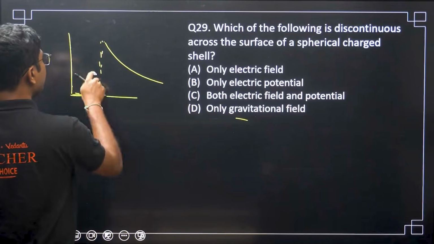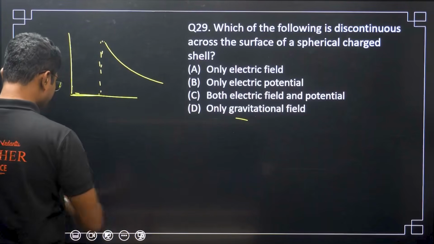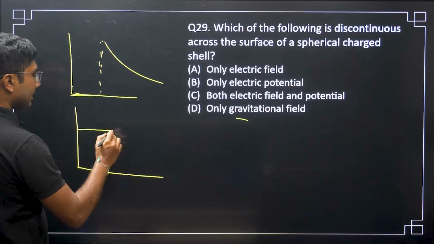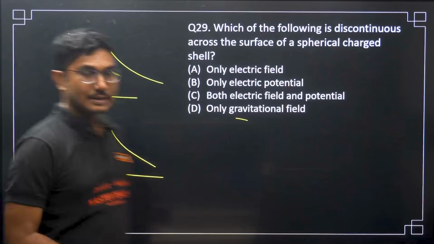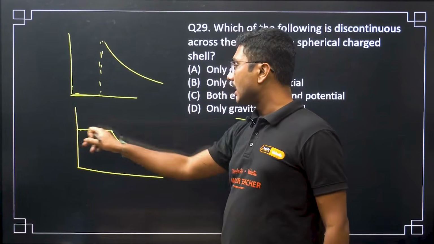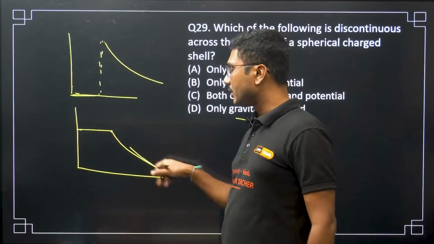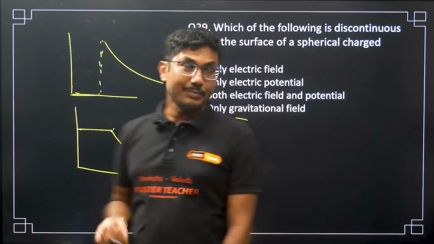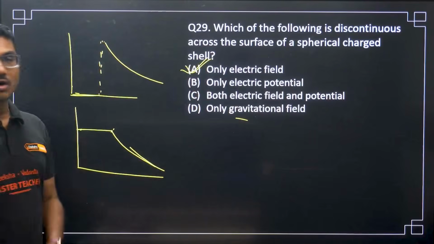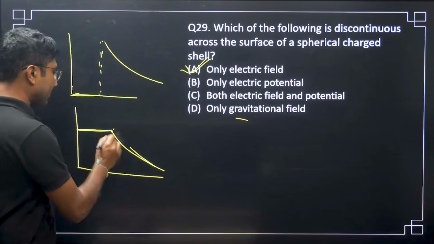So the electric field is discontinuous, whereas if you consider the electric potential, it is like this and then it is like this. So the values are changing, but it is still a continuous graph. There is no break. So that means only the electric field is discontinuous, the electric potential is not discontinuous, it is a continuous graph.